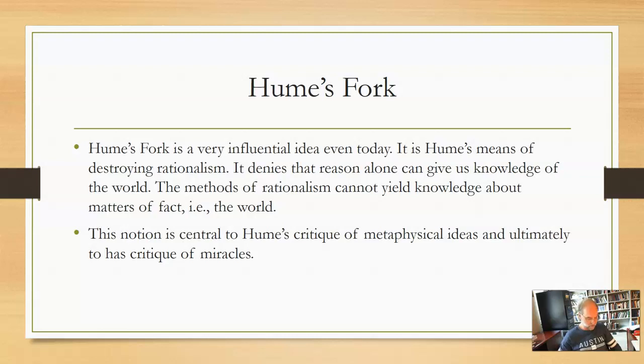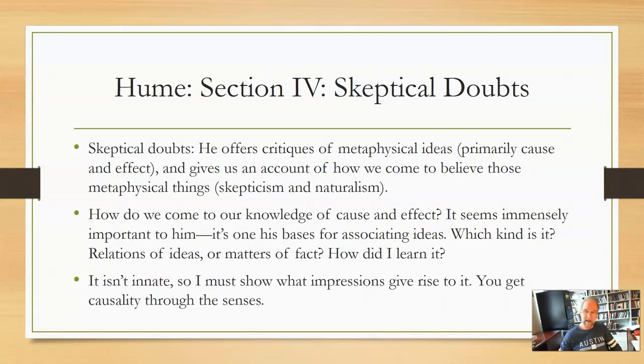I went through all that because this is core to everything that comes after this for Hume, because all of this is important for Hume's critique of metaphysical ideas. Okay? And ultimately also to his critique of miracles. That's coming up a couple of times here. Okay? Now, note that section 4 is entitled Skeptical Doubts. Hume raises two kinds of doubts: those about his own theory, which he answers, and those about metaphysical issues, which he claims are unanswerable. He does, however, and he has to do this, give us an account of how we come to believe those metaphysical things. We'll see that ultimately it isn't by reason, but by our passions that we come to those beliefs. Remember Hume's naturalism.